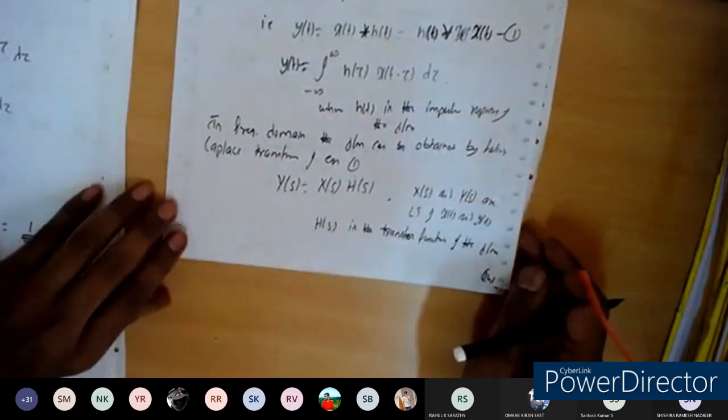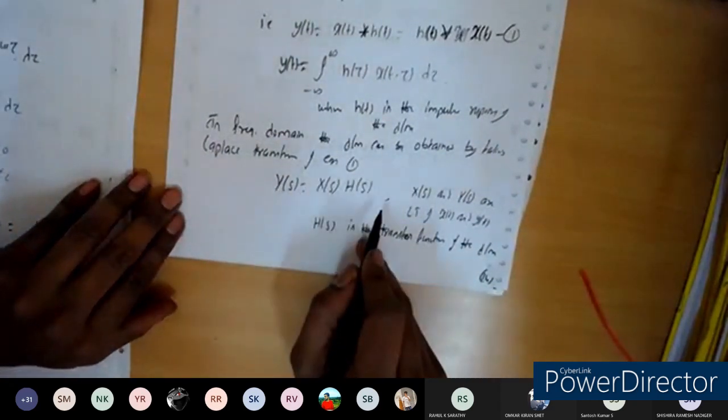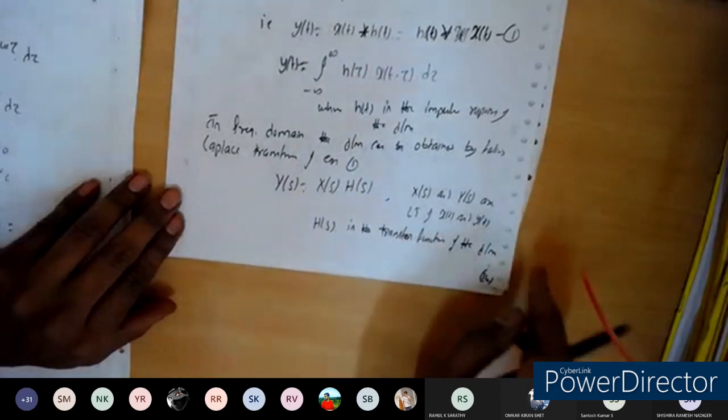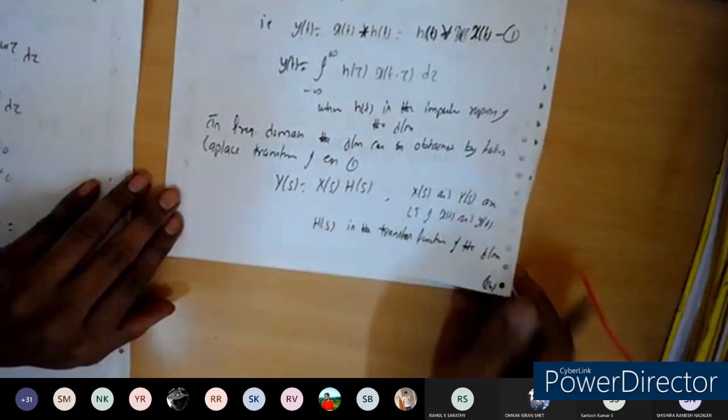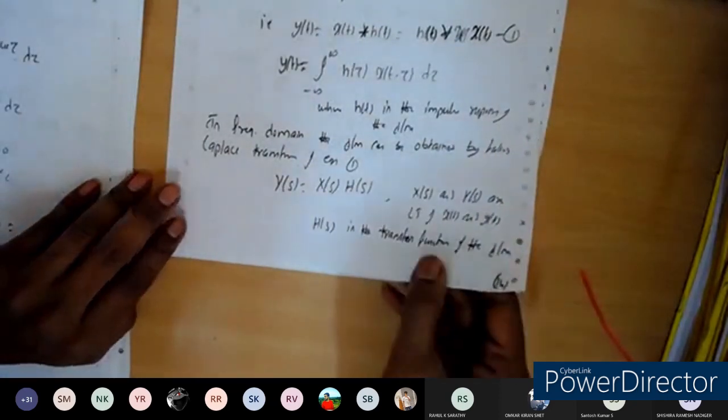Right. Now, for this system, which is represented in terms of Y of s and H of s, we are going to find out the mean, cross coefficient, and many other parameters. Let us see those parameters now. Take and write. Okay, so we'll find out the parameters. Take the first one, mean.